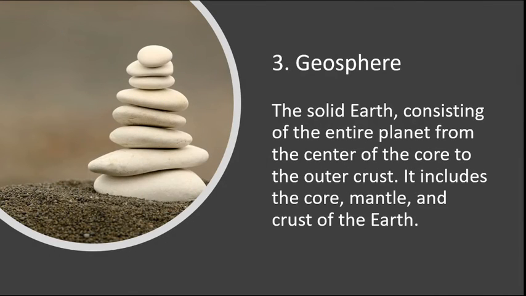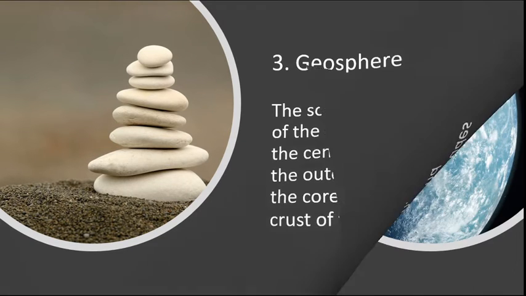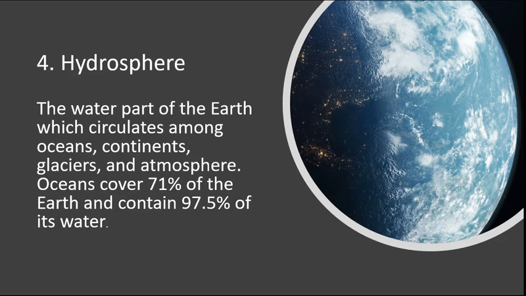3. Geosphere. The solid Earth, consisting of the entire planet from the center of the core to the outer crust. It includes the core, mantle, and crust of the Earth. 4. Hydrosphere. The water part of the Earth which circulates among oceans, continents, glaciers, and atmosphere. Oceans cover 71% of the Earth and contain 97.5% of its water.